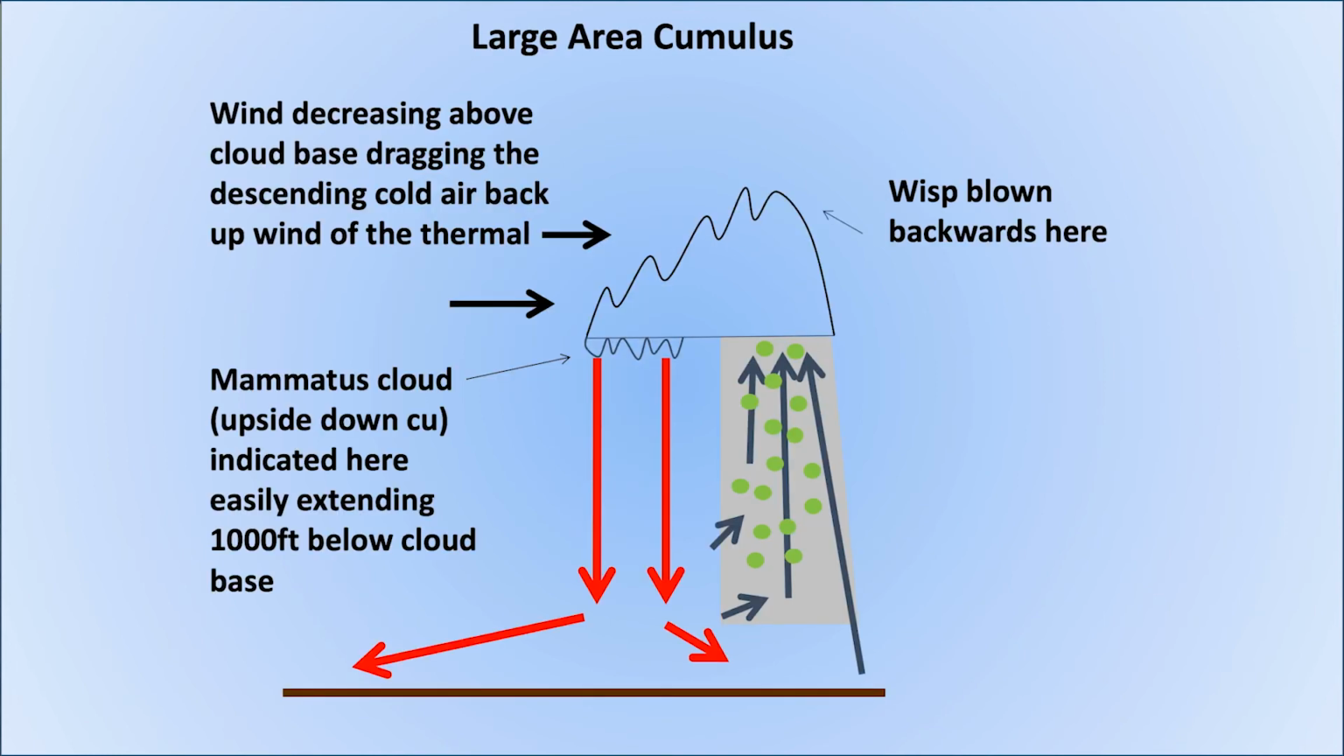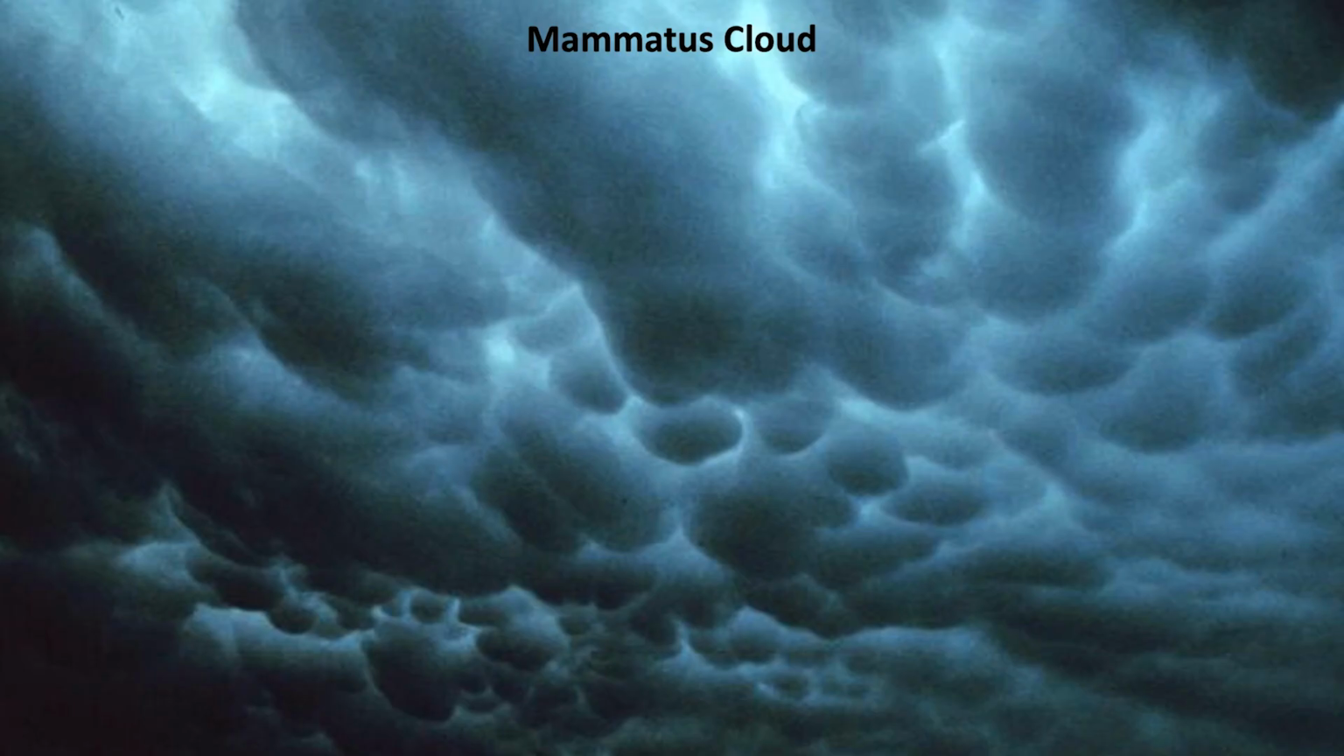So large area cumulus towering up, wind decreasing above cloud base, dragging the descending air, the cold air back upwind of the thermal. Whiffs are blown backwards here as well, you'll see that very clearly. And we get this mammatus, which is upside down cumulus effectively. And if you time-lapse it, you can see it build downwards. It's very impressive. Mammatus cloud, upside down Q, indicated here, easily extends 1,000 feet below the nominal cloud base. And it looks like this.